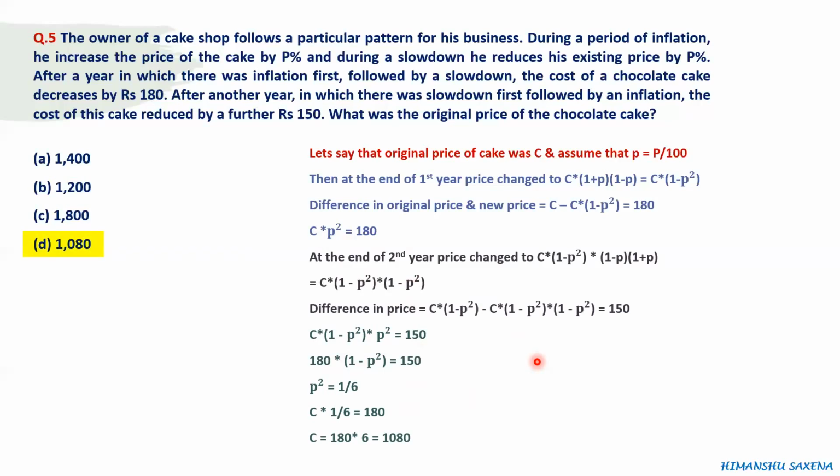So the main concept which we used here is that when price goes up, you have to multiply it with 1 plus interest rate. When price goes down, you have to multiply the original price with 1 minus interest rate, right? And then of course (a plus b) into (a minus b) is equal to a square minus b square. That is also what we used. So this is how you can solve this question. Now let's move on to the next question.